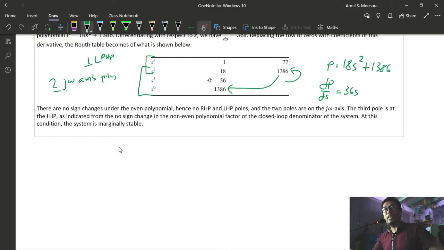So, you may be asked, kung marginally stable siya, it would be oscillating. Ang tanong ngayon is, maaaring ang itanong sa inyo, ano ngayon yung frequency of oscillation? Yung frequency of oscillation actually involves solving for s here. Kasi yung magiging frequency of oscillation yan is yung value ng omega, yung magiging value ng omega n. Yun yung magiging frequency of oscillation niya. So, from here, we can actually solve for yung 18s square plus 1386. Pwede ninyong i-equate yan sa 0 para ma-solve nyo yung s.